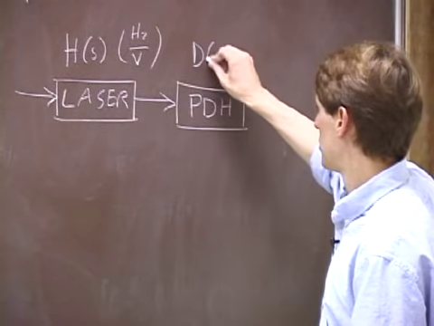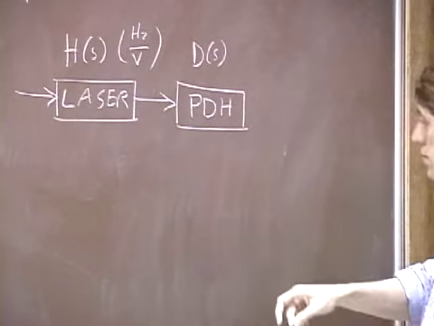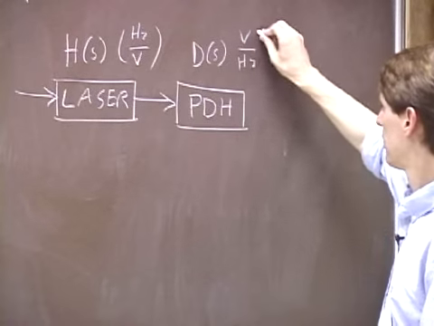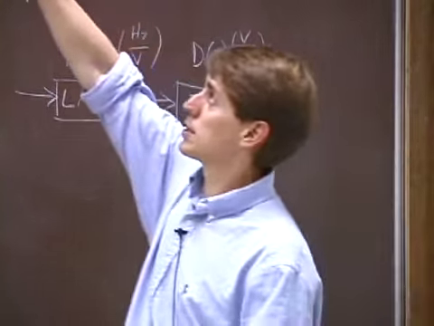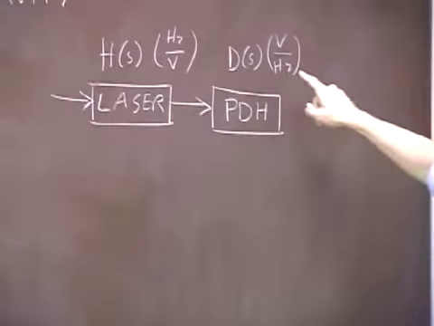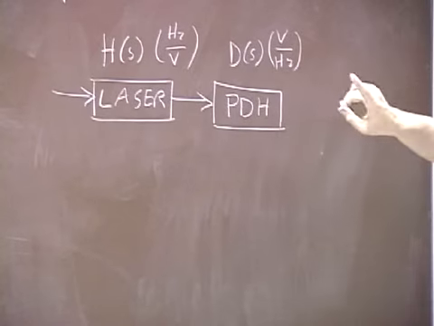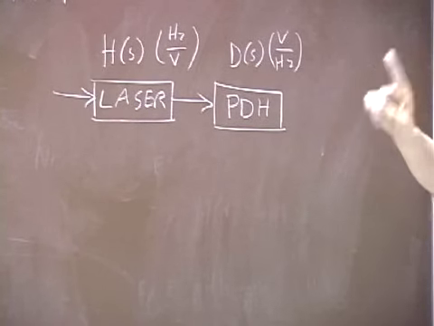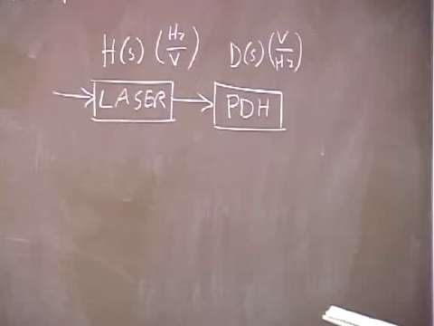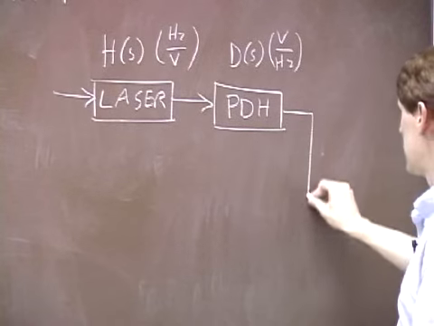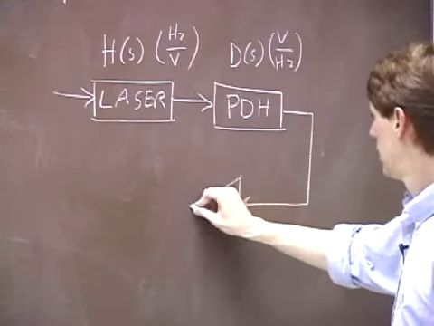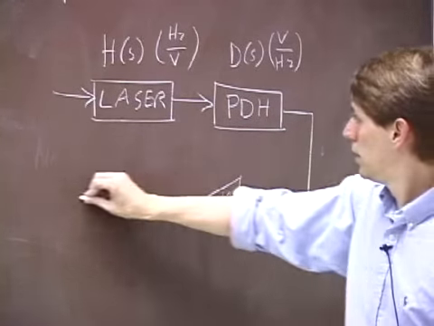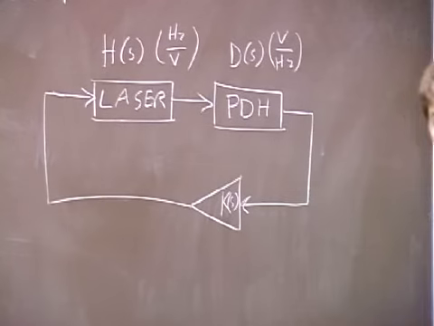And this will have some sort of a transfer function, D of s, which has units of volts per hertz. So whatever comes out of the mixer there is in volts, and it's proportional to the change in the frequency in hertz between the laser light and the cavity resonance. And then we'll take this out, feed it through an amplifier, K, and have that go back into the laser.